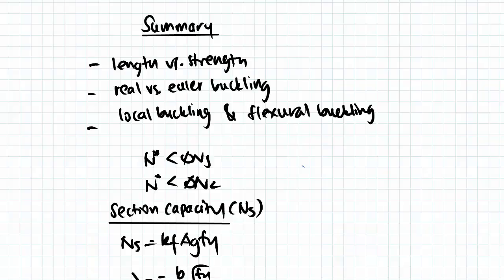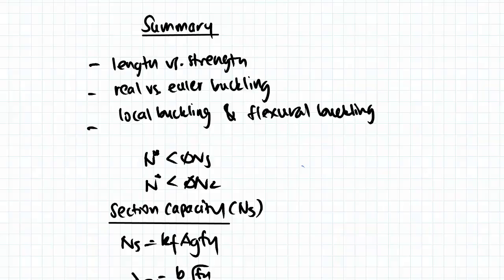Okay, so starting with length versus strength, remember that length is now an important factor. In tension it wasn't. Remember that depending on the length of a column, you can have different failure modes and different behaviors. In short ones it's more likely to yield or locally buckle, and in longer columns we expect it to flexurally buckle. It's also important to know the difference between real buckling and the one that is modeled by perfect conditions, known as Euler buckling.